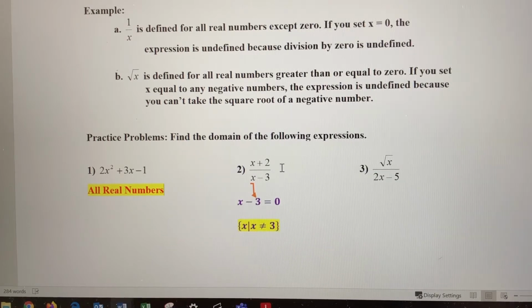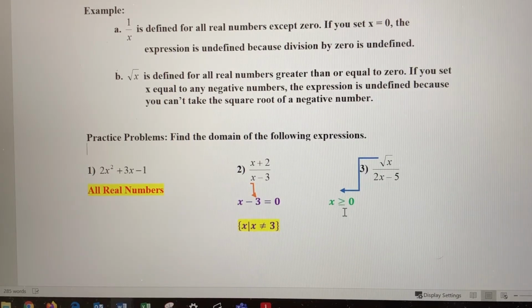So the domain again for this expression is all x such that x is not equal to 3, okay? In number 3, I've got a radical expression, so I'm going to need to deal with that. I've got a variable expression in the denominator, so I'm going to have to deal with that. So there's actually 2 things I need to do for number 3. First thing, let's deal with the radical expression.